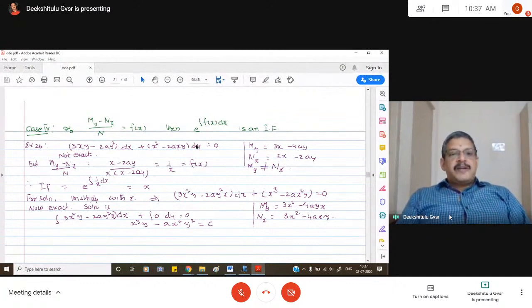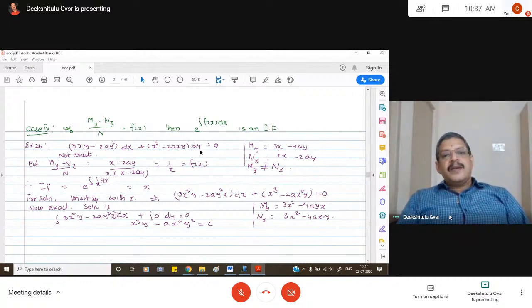If mdx plus ndy is equal to 0 is not an exact differential equation, but if (dou m by dou y minus dou n by dou x) by n is a function of x alone, that means there should not be any terms of y in this f of x. I repeat, (dou m by dou y minus dou n by dou x) by n is a function of x alone, then e power integral f of x dx is an integrating factor. This is the result.